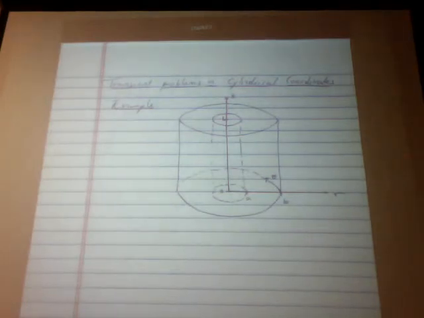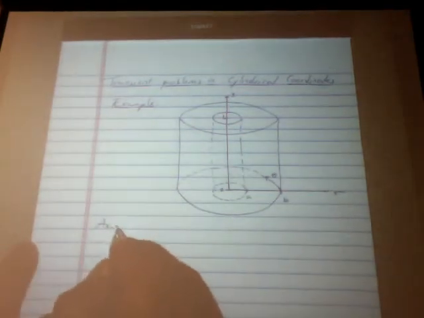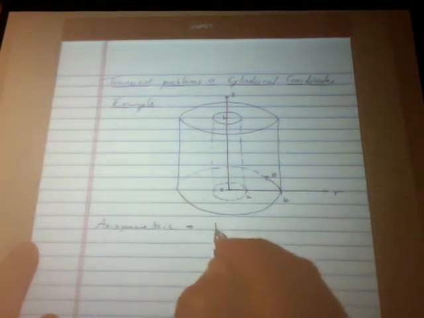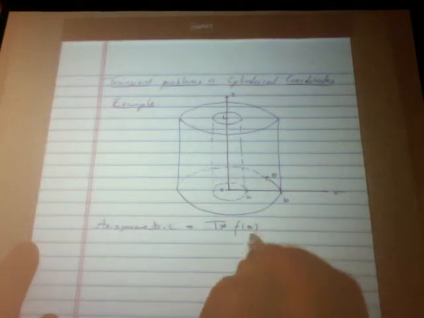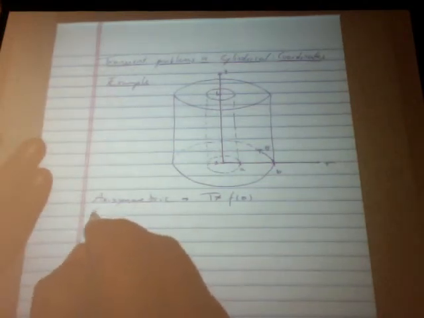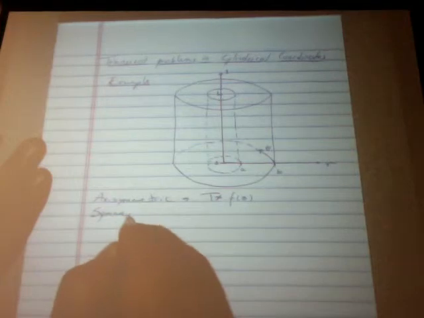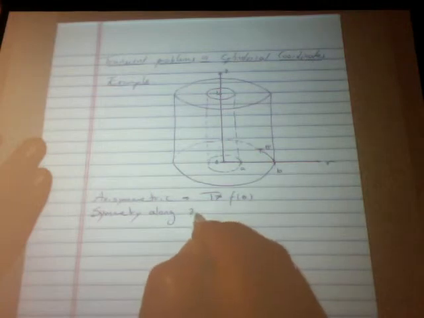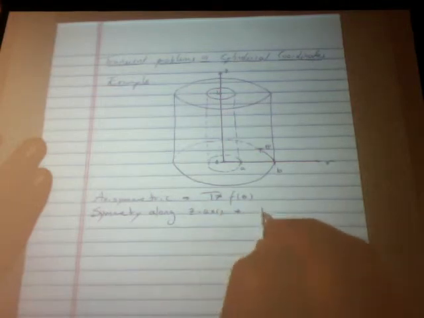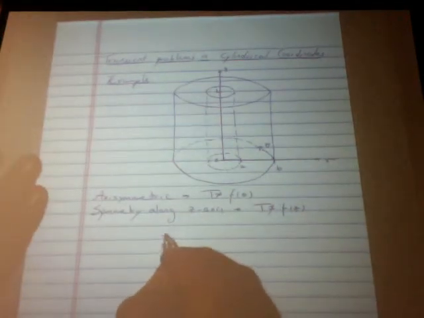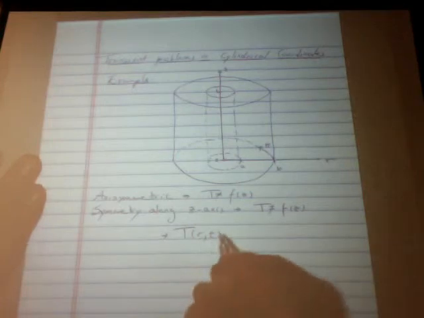And we are going to assume that this problem is axi-symmetric. So that means that the temperature is not a function of theta. And it also has symmetry along the z-axis. So the problem is not a function of z either. So the resulting problem will be a function of r and t in this particular case.